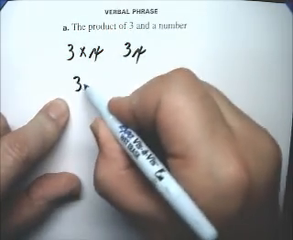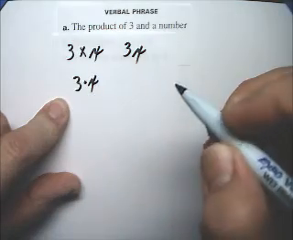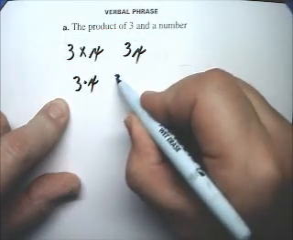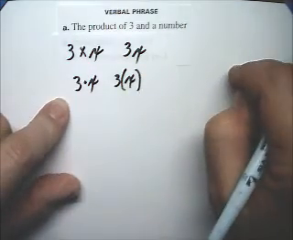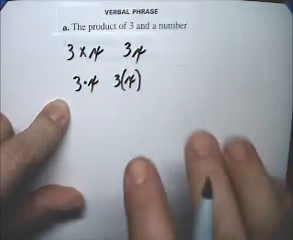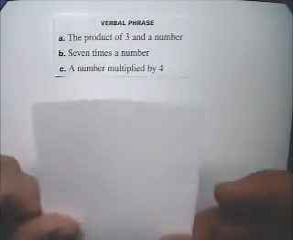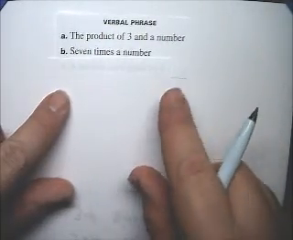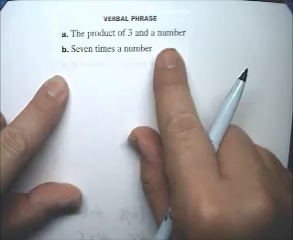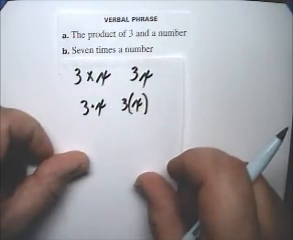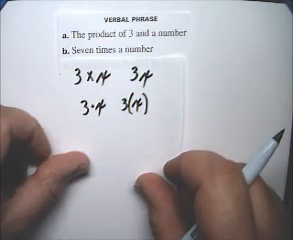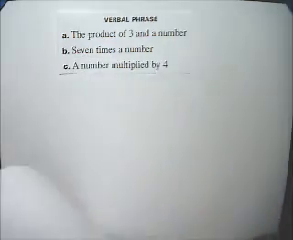Other ways this can be written, of course, is 3 dot x, 3 parentheses x. All of these things show multiplication, and that's the important part because it's product. 7 times a number. It's the same thing as we just did, except instead of a 3, there's a 7. 7 times a number, so it's going to be 7x.